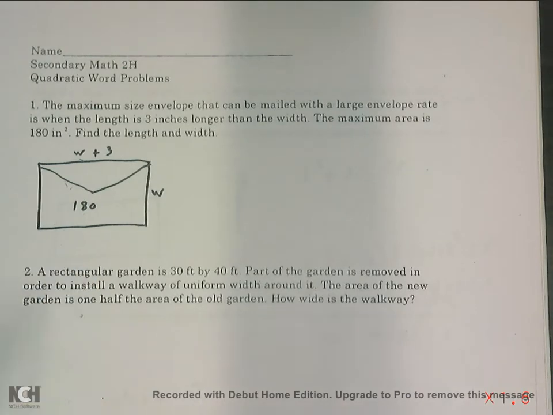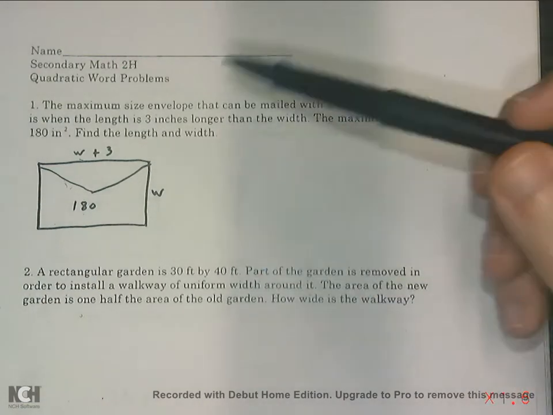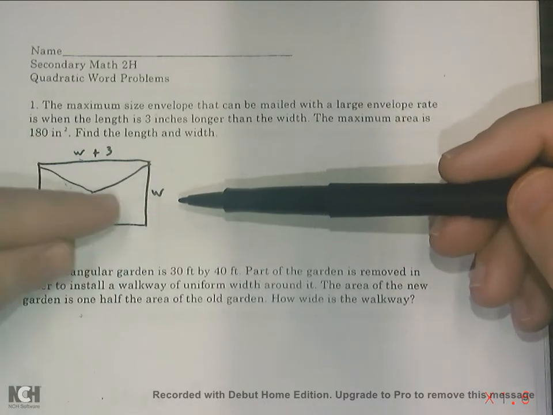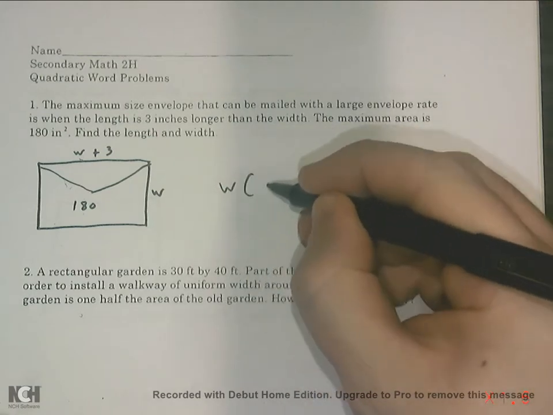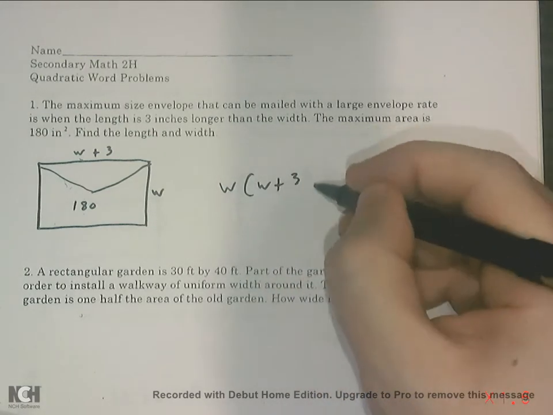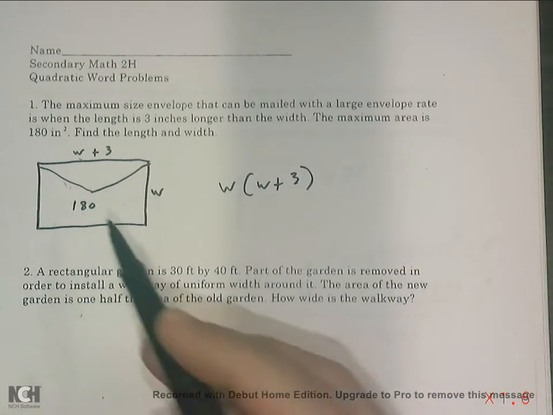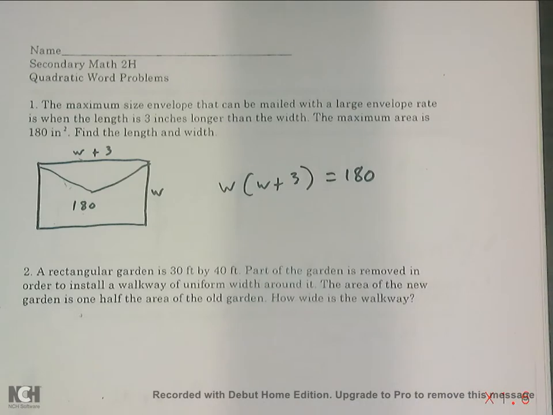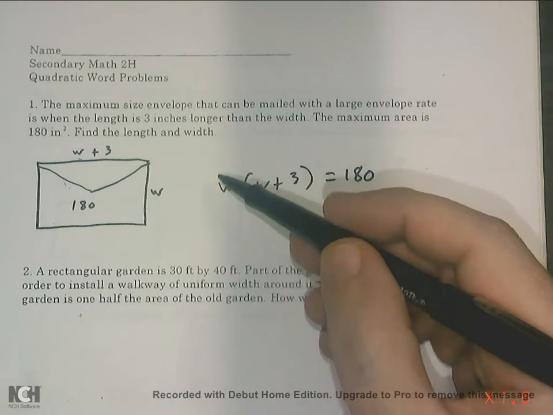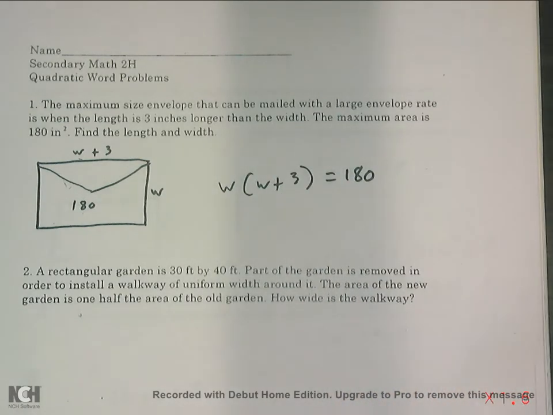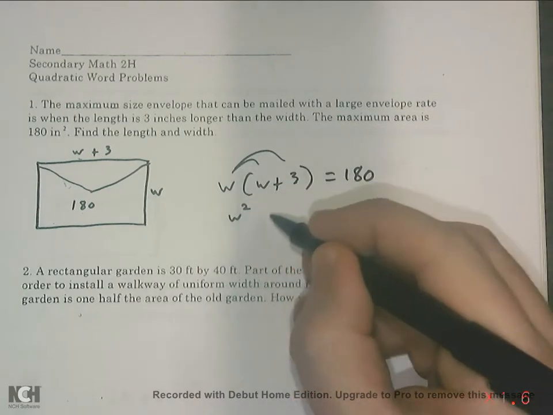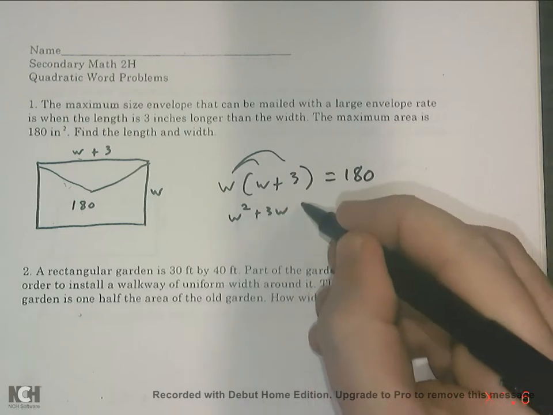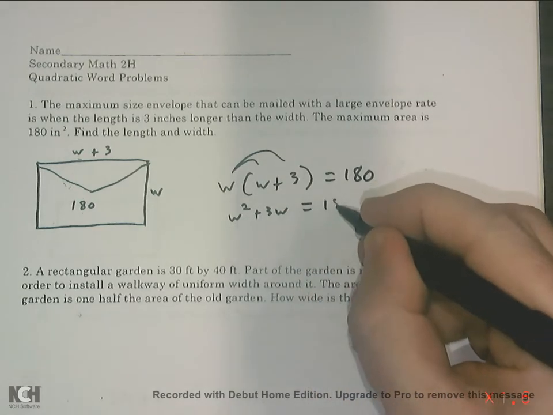Okay? Now, how do we find the area of a rectangle? You take your length and you times it by the width. So we would set this up as W times W plus 3, and that would give me my area, which has to equal 180. That would be my maximum size, right? Well, this is a quadratic, right? Because if I were to multiply this through, I would get W squared plus 3W equals 180. Okay?